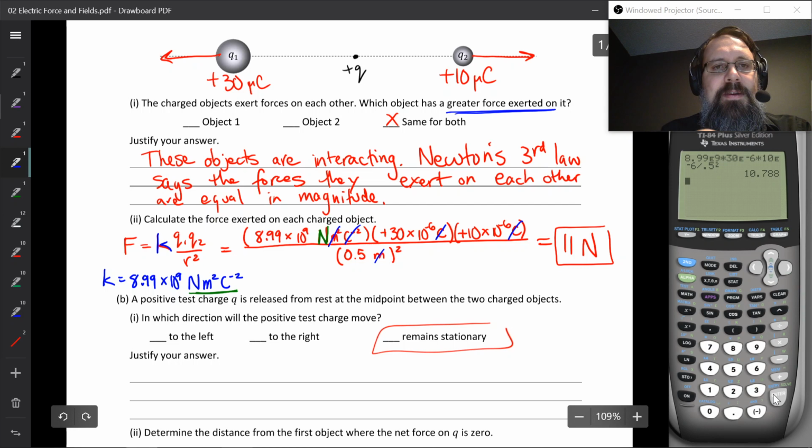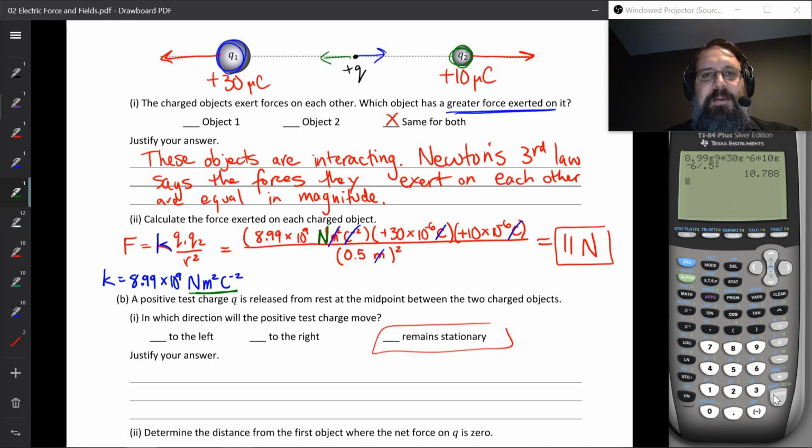Yeah, it's positive, so Q1 would push it to the right, and then Q2 would push it to the left. Since they're both positive, they're going to repel each other. So you'd have a force pushing it to the right and a force pushing to the left, and so they would cancel out and it would stay put. What do you guys think about that?